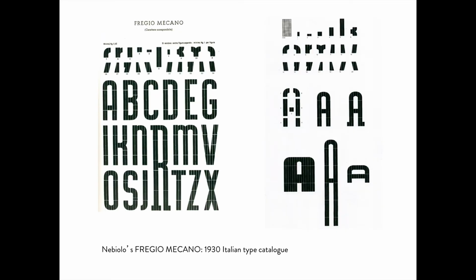We're looking at Nebiolo's Fregio Meccano, which was developed in 1930. Nebiolo was a type foundry that developed equipment and typefaces in Turin. They explored the variations of the shoulder, the cap line, the weight. They used a grid format to develop the visual components of the letter form. We see the letter form broken down on the right side. We can see that with these individual shapes, they could build a tall A, a wide A, and more medium typefaces.